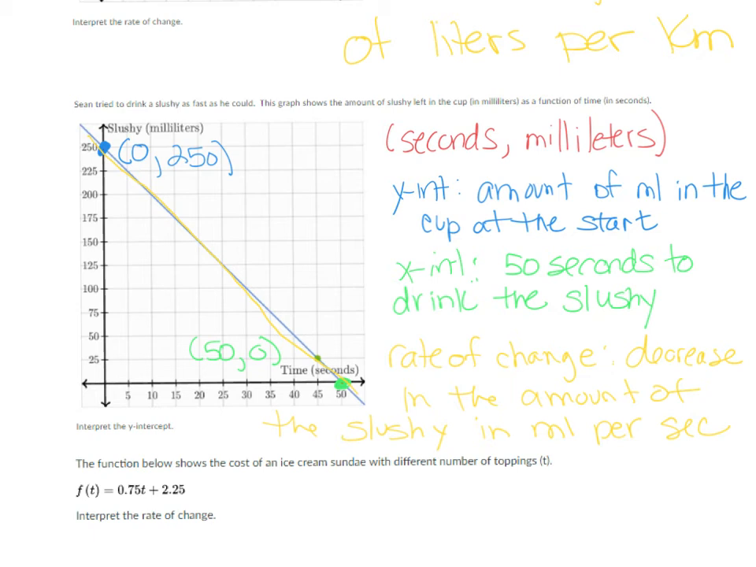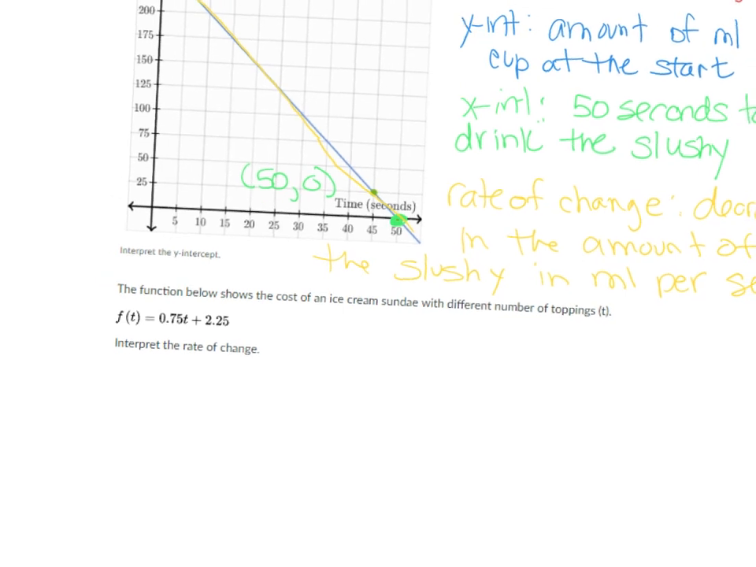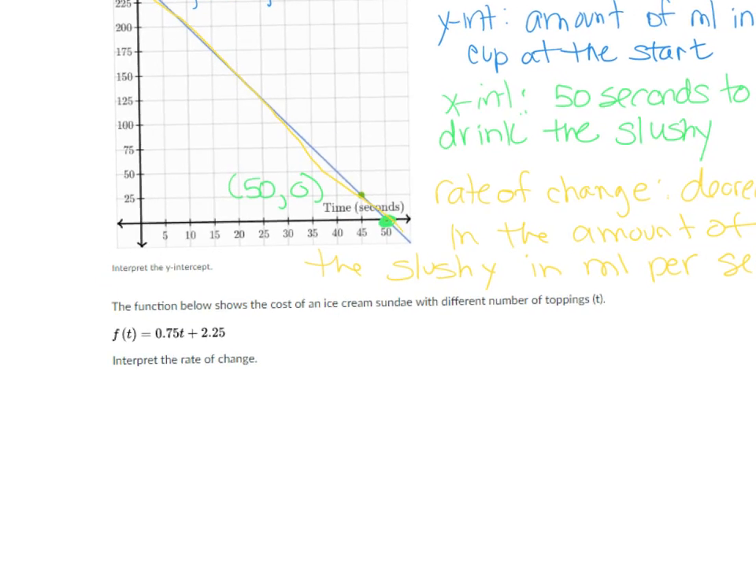With this video, we're trying to go just beyond the numbers and ask what it means. What's the meaning behind it in the problem? And here's our last one that we're going to look at. Instead of giving a graph this time, we're given an equation, a function. It says the function below shows the cost of an ice cream sundae with different number of toppings t.